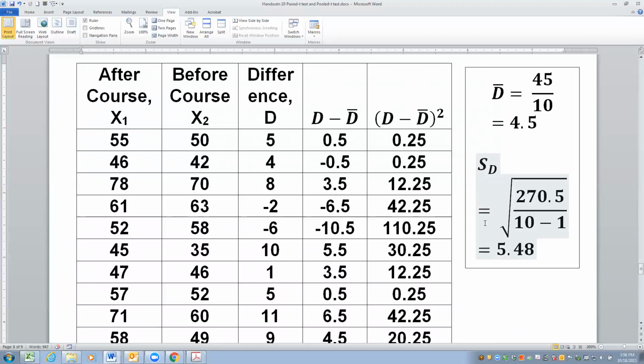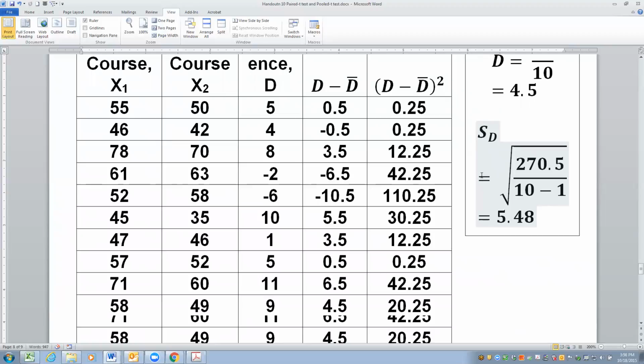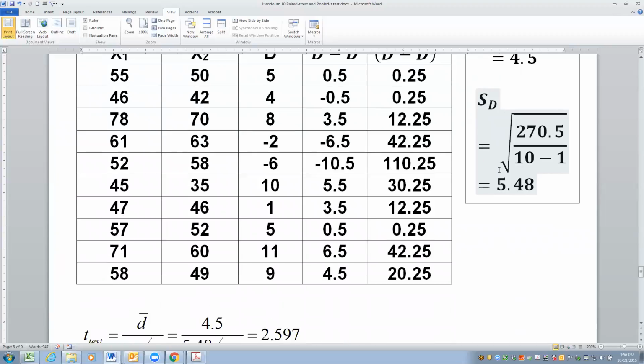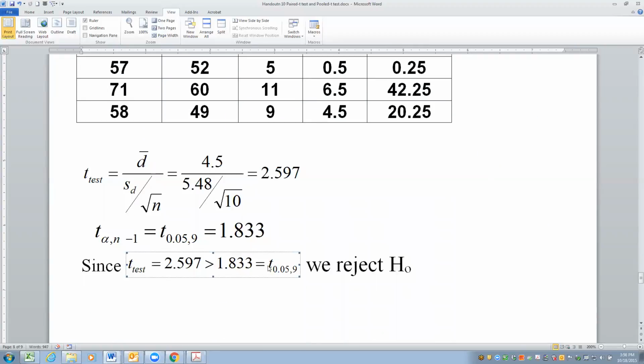For exam type problems, I will give you this information. I may tell you the before and after, but I'll tell you what the average difference is and the standard deviation of the differences as well. So you'll be able to take these and plug them into the test statistic. In this case, we had 10 observations. The average difference was 4.5. The standard deviation of the difference was 5.48. So we plug that in and we get a test statistic of 2.597.